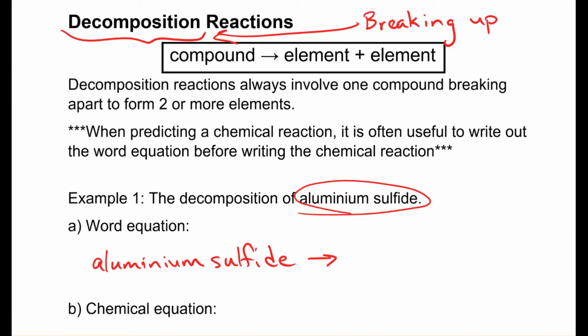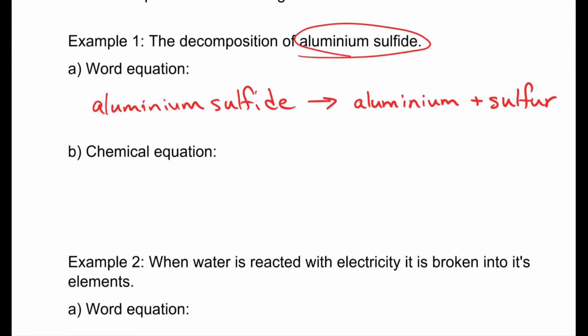Hopefully, it's not too much of a strain for us to recognize that aluminium, or aluminum, is one of those elements, and the other one is definitely not sulfide. The other element is definitely not sulfide. It is sulfur.